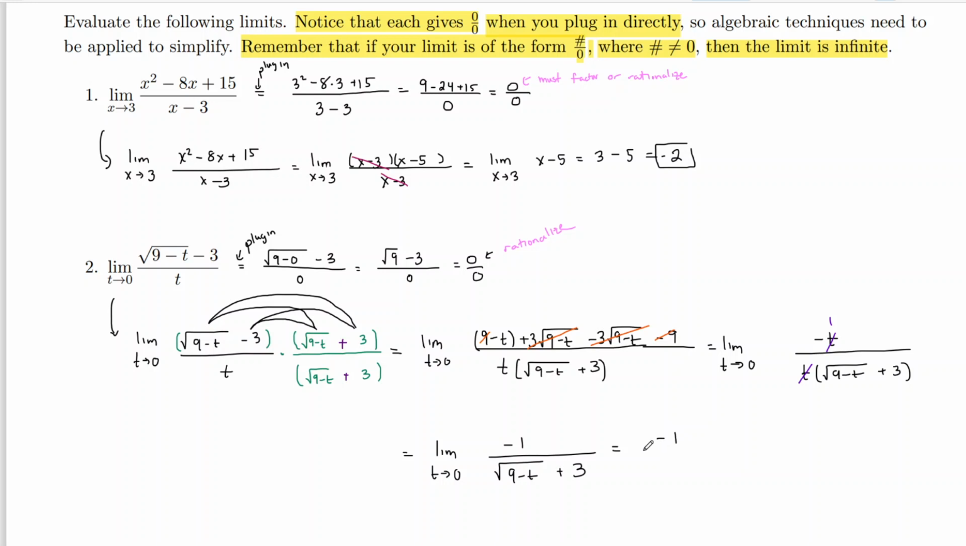We get -1 over the square root of 9 minus 0. Let me go ahead and just write plug in. Plus 3. And then we have -1 on the top still. Square root of 9 is 3. Plus 3 is 6. And the limit is -1/6.